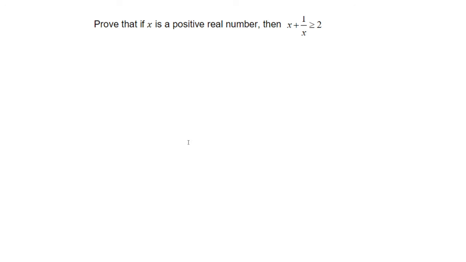We want to prove that if x is a real positive number, then x plus 1 over x is greater than or equal to 2. So let's start with the expression x minus 1 quantity squared.